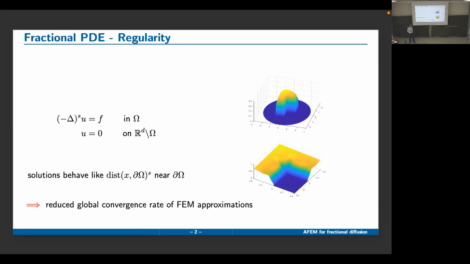Different to general, non-fractional PDEs, you will get singular behavior at the whole boundary. So solutions behave like the distance function of some point to the boundary to the fractional power, close to the whole boundary. So in general, this is not a smooth function here. So you would expect singular behavior near the boundary, so reduced FEM convergence rates, obviously.